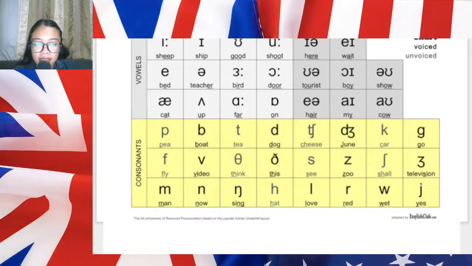How many do you get? There are 44 vowel sounds. All right, and these are all it. Okay. All right.